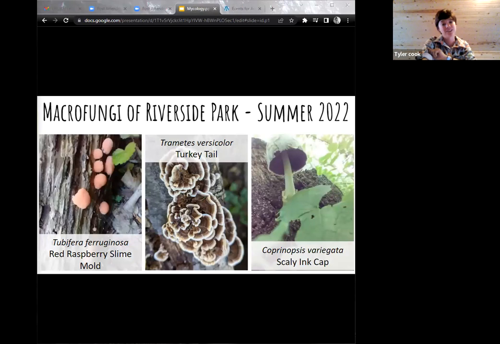Next, we have another slime mold, red raspberry slime mold. I love this name because it's like delicious and disgusting all at the same time. As I mentioned with the other slime mold, they're complicated. Slime molds are complicated. They're not quite fungi, and as of right now, technically in a different kingdom, but I just wanted to also mention that they had been formally placed in the fungi kingdom because they produce, like I said, the spores.